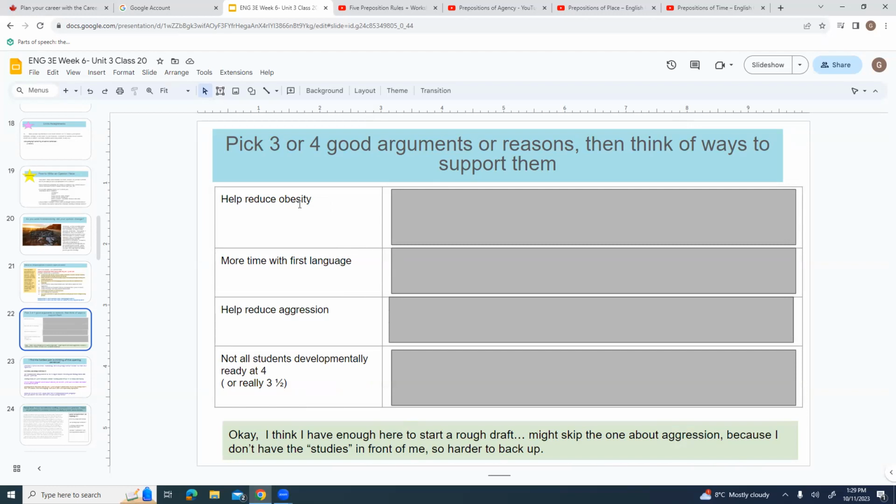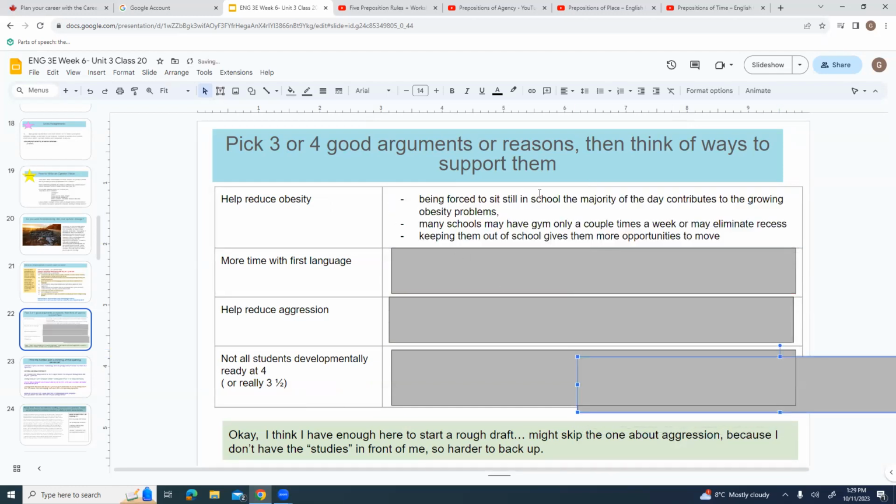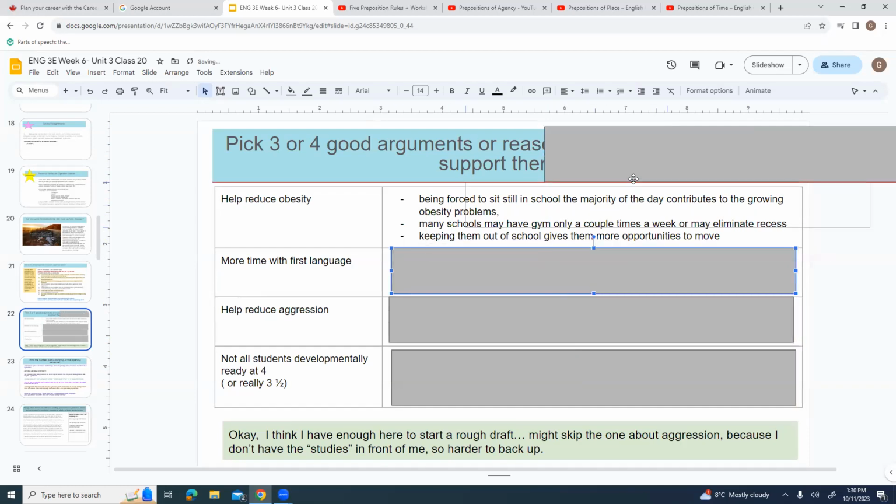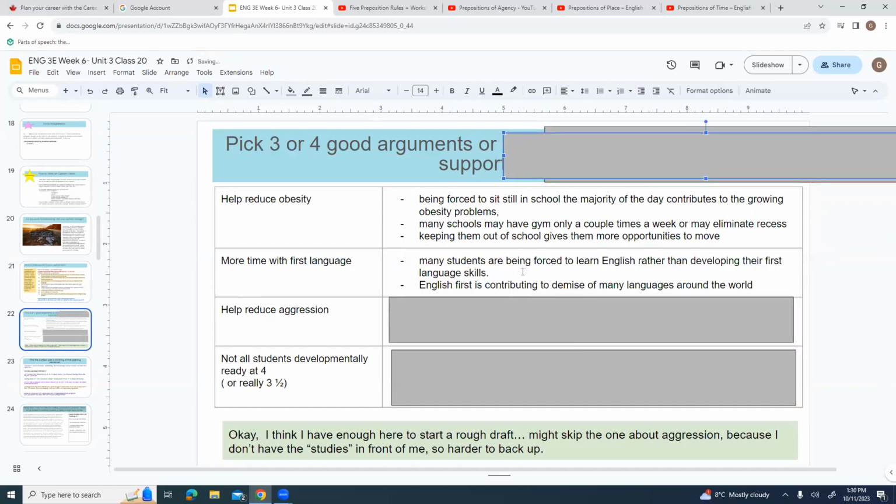So for example, helping to reduce obesity. Okay, let me see what I've got here. Push this down here. Being forced to sit still in school the majority of the day contributes to the growing obesity problems. Many schools may have gym only a couple of times a week or may eliminate recess. Keeping them out of school gives them more opportunities to move. Okay. More time with first language. Let's see here. Many students are being forced to learn English rather than developing their first language skills. English first is contributing to the demise of many languages all the way around the world.